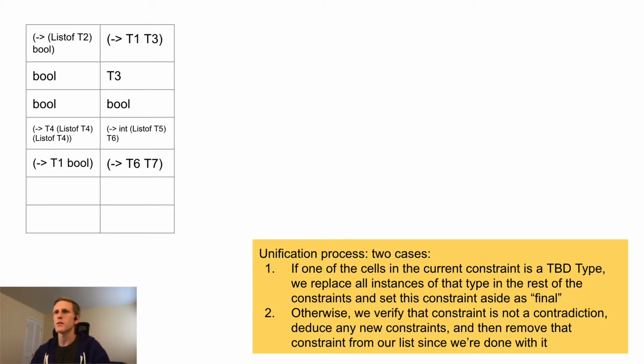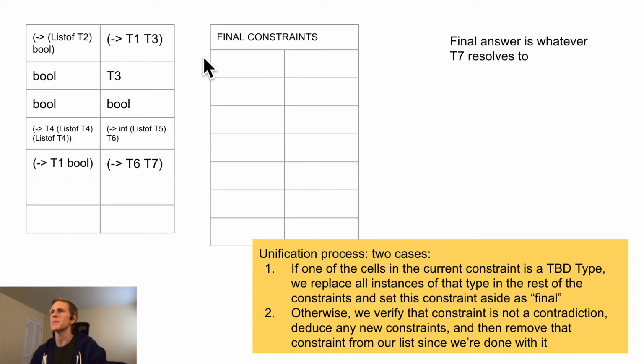So this first one here is an example where neither one is a to-be-determined type. They contain to-be-determined types within them, but themselves are not to-be-determined types. So if we start going through this process, I'm just going to create this empty table here of our final constraints. And as a reminder, the final answer is T7. So if we start going through, this first one here is case 2. Neither one of these is a to-be-determined type. It contains to-be-determined types inside, but themselves are not to-be-determined types.